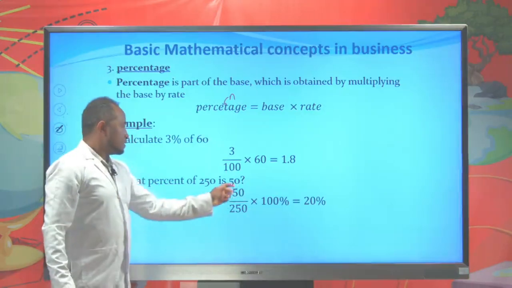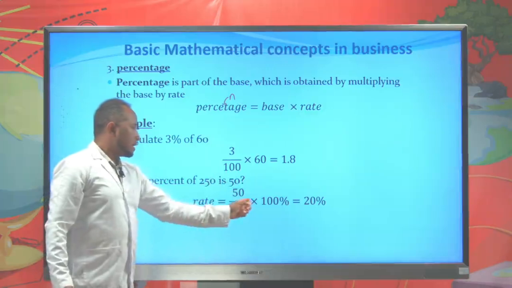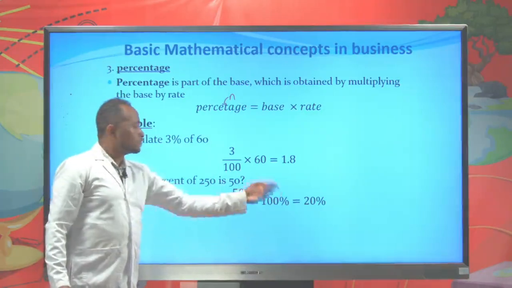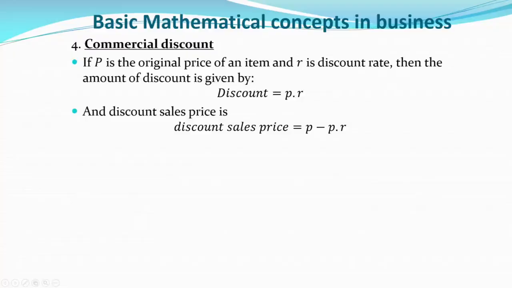The rate will be this percentage over base times 100%. When you simplify this, you get 20%. Let's see another part, commercial discount.